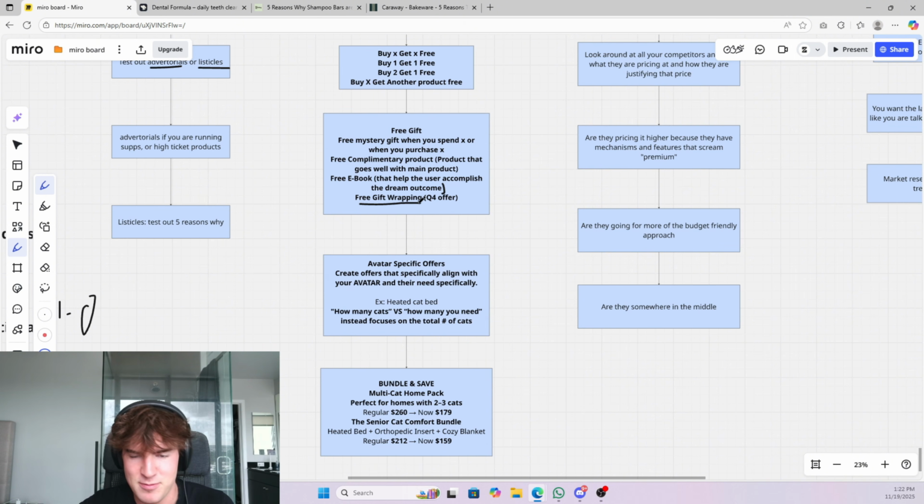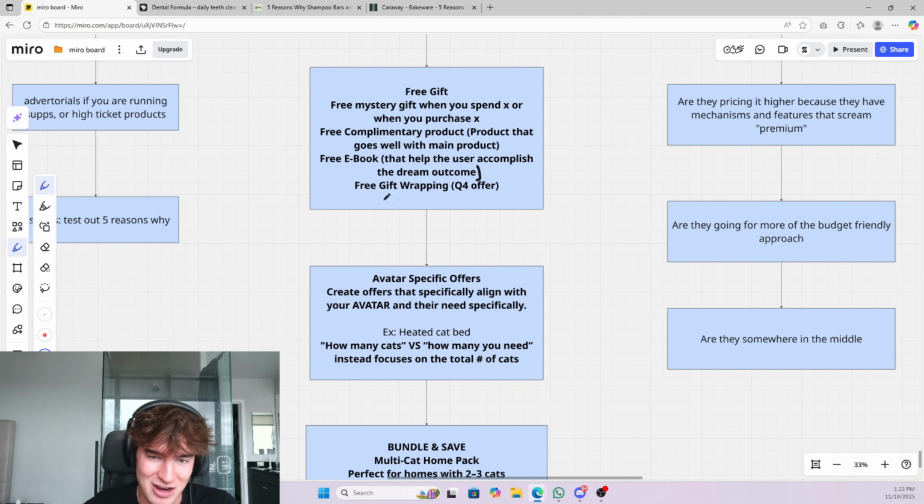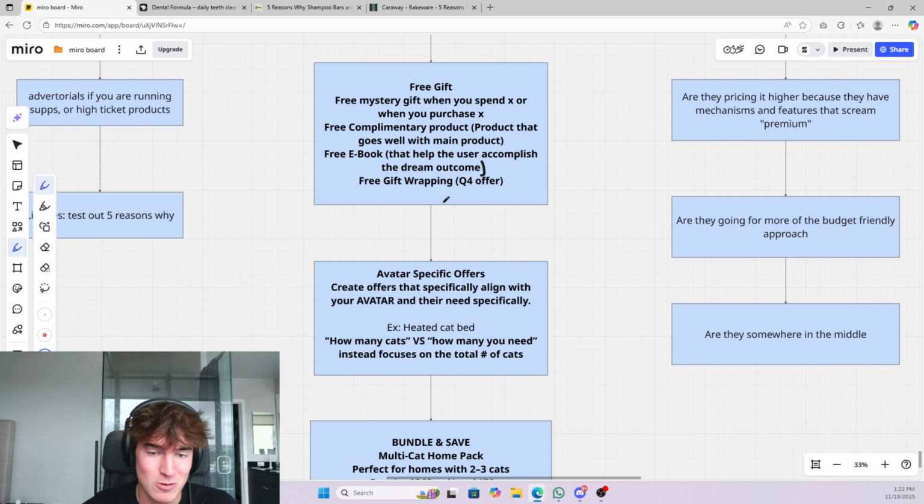Just add this. I've been testing this out recently, and I've been seeing that it actually kind of works, which I didn't really think would work that well, but it's been working pretty well for me. So this is another quick thing that you guys could add as well.